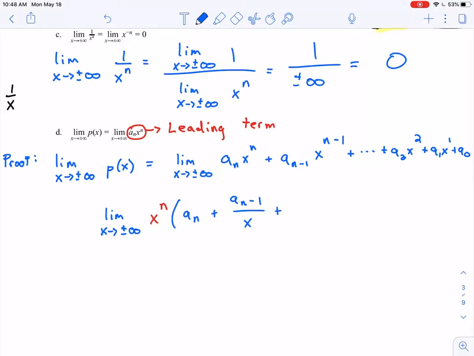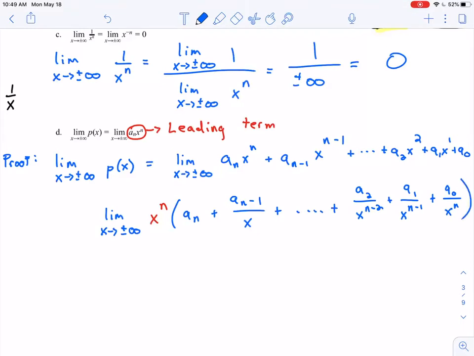And that's going to happen for all of these terms, because all of these terms from here on after have a lesser power of x than the leading term, because that's how the leading term is defined. So all of these last few terms are going to have some power of x in the denominator: a sub 2 over x to the n minus 2, plus a sub 1 over x to the n minus 1, plus a naught all over x to the nth. So this is what it would look like here.